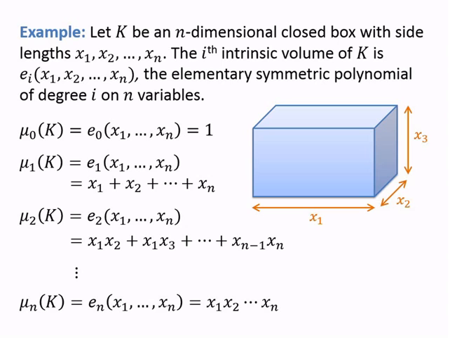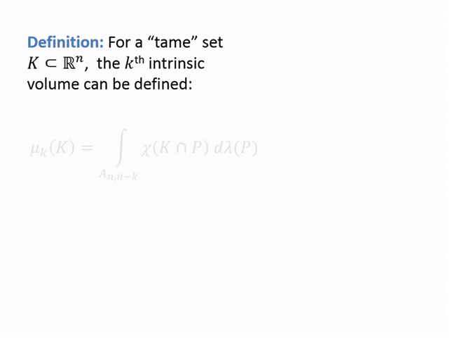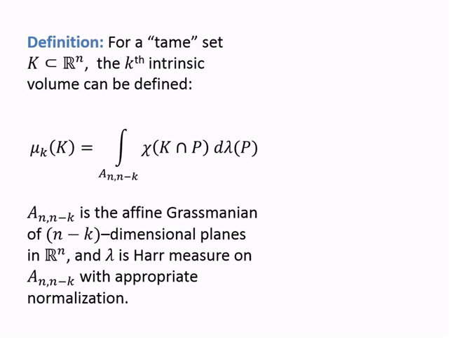Right. Here's another way that I can define the intrinsic volumes. This is a more general way. For a tame set in R^n, I can define the kth intrinsic volume by this formula. So what am I doing? I'm integrating over the affine Grassmannian of n minus k dimensional planes in R^n, scaled appropriately. I'm taking each plane and intersecting it with my set K. Then the integrand is the Euler characteristic of that intersection. This formula is called Hadwiger's formula.